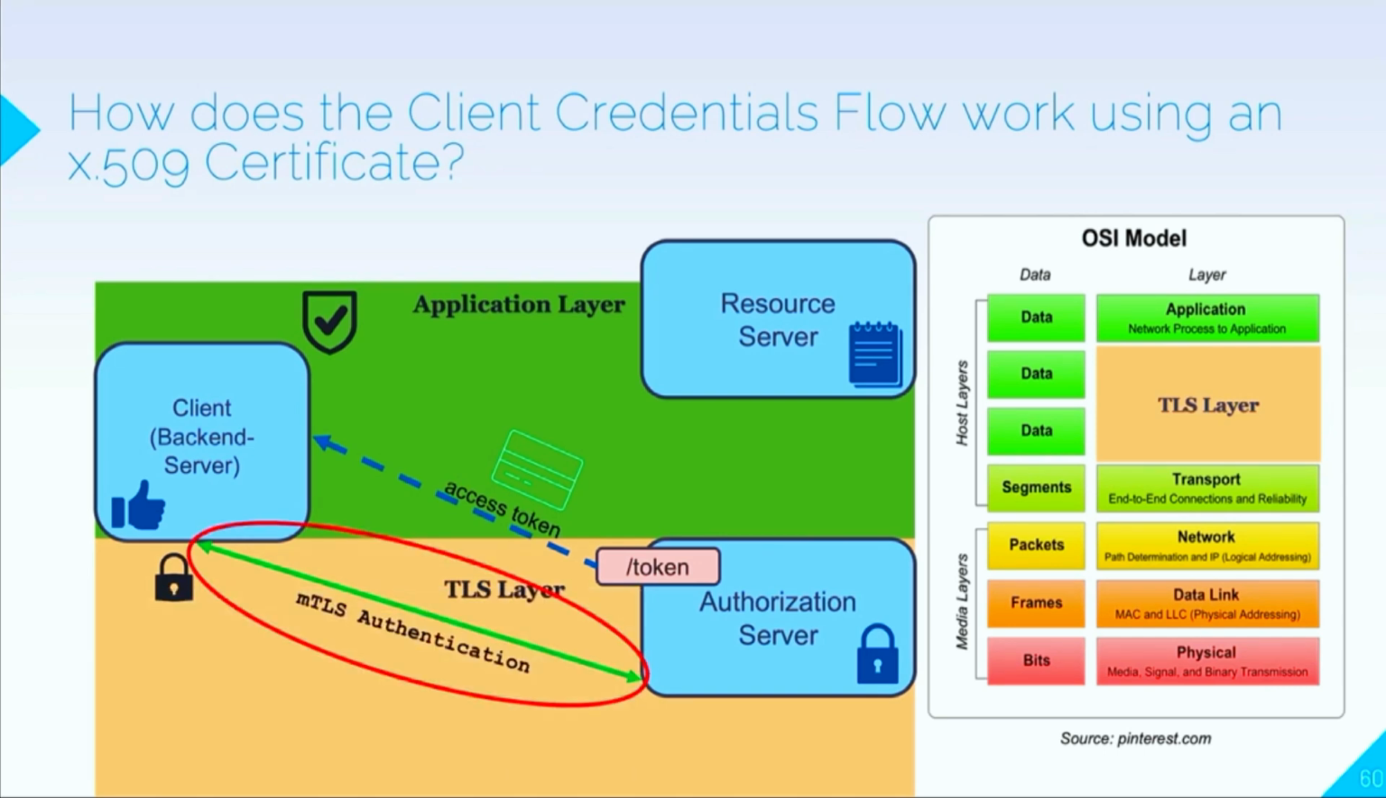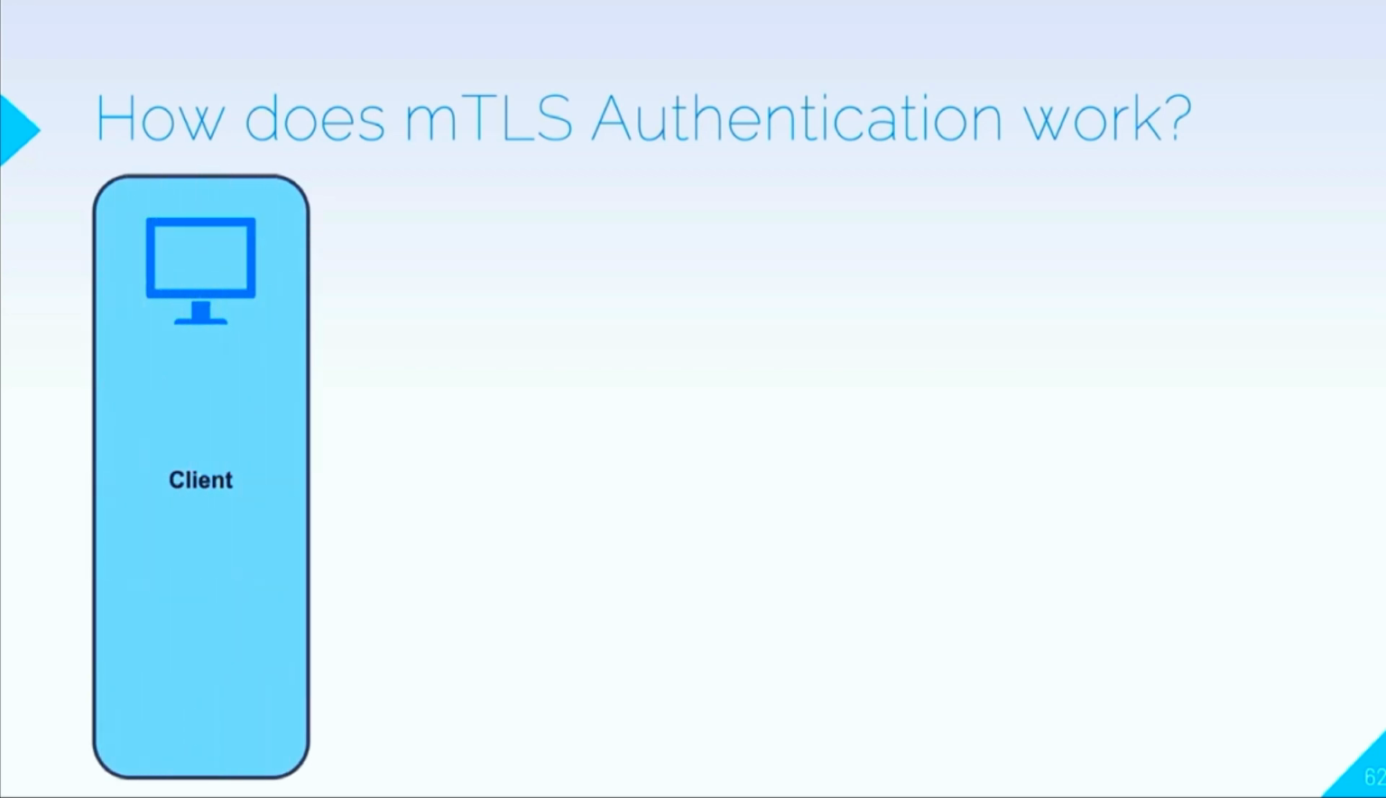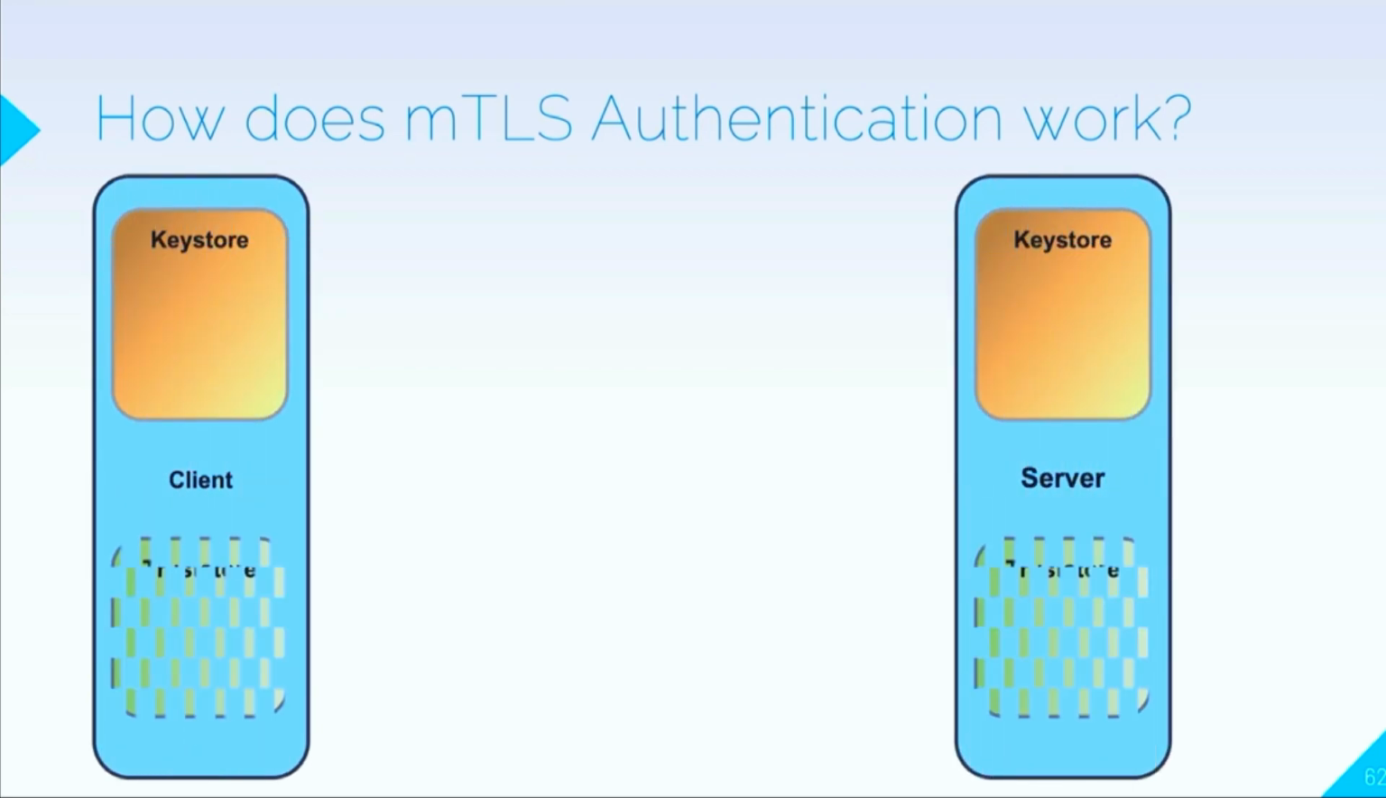I will not go into deep detail about mTLS here, but let's briefly review a sequence diagram to understand how the authentication process works. In mTLS, we have a client and a server. Both the client and server maintain a key store and a trust store. This is because in mTLS, both need to exchange and validate each other's X509 certificates.